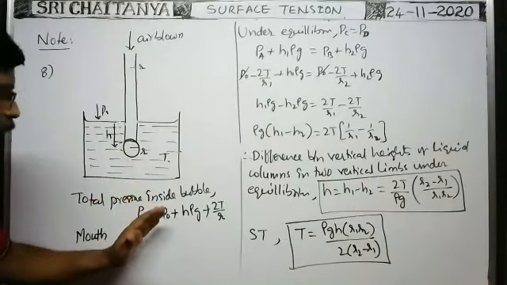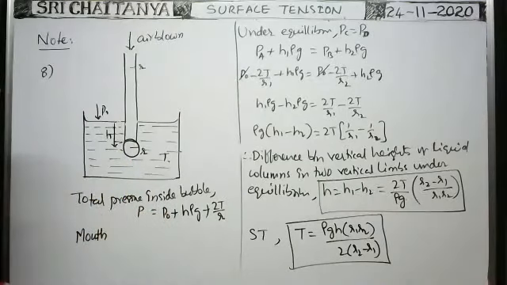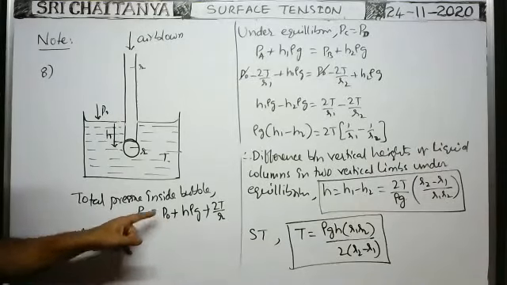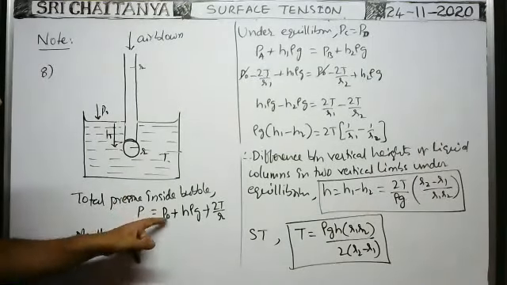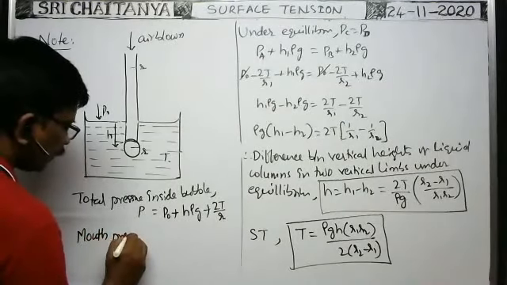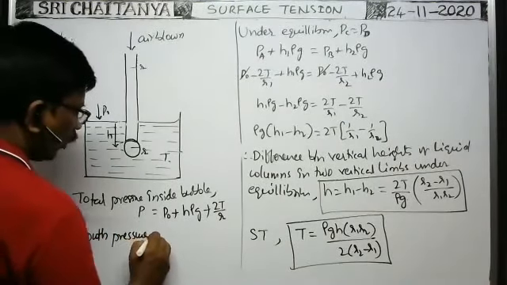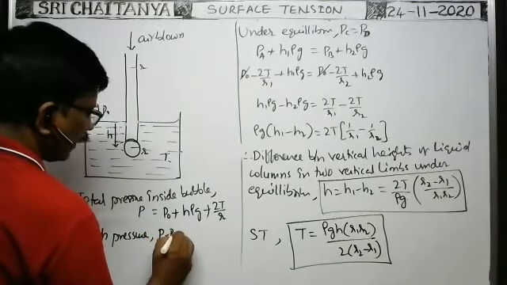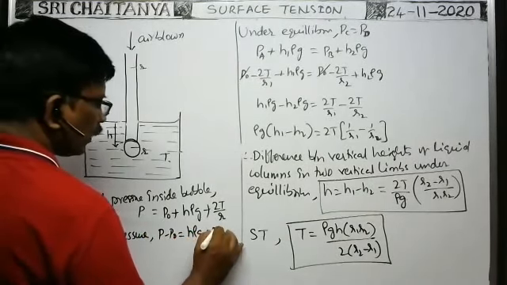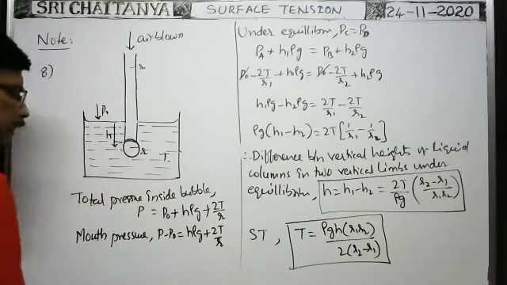Compared with the atmospheric pressure, what is the extra pressure to be applied? Compared to atmospheric pressure, the extra pressure needed is P minus P naught. That is called mouth pressure, the mouth pressure required to produce the bubble. Mouth pressure P minus P naught is equal to h rho g plus 2T by small r. It is the mouth pressure required.